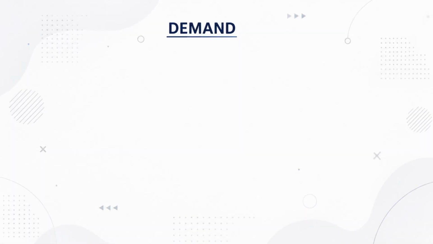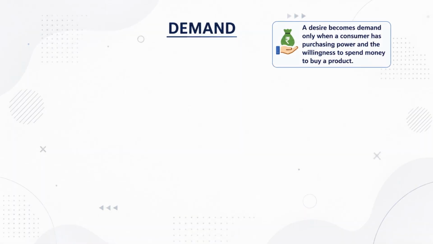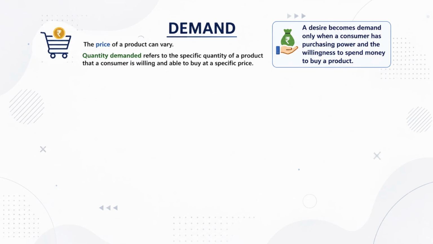Let us look at demand. A desire becomes demand only when a consumer has both the purchasing power and the willingness to spend money to buy a product. The price of a product can vary. Quantity demanded refers to the specific quantity of a product that a consumer is willing and able to buy at a specific price.